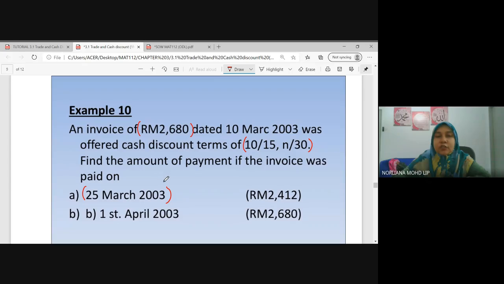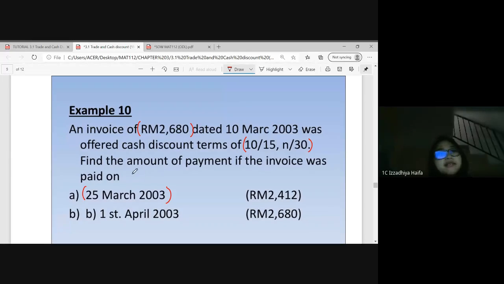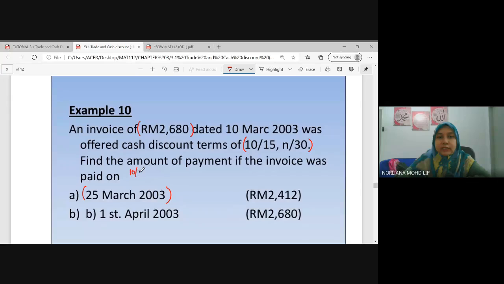Okay, first of all, you have to calculate how many days from 10 March until 25 March. Berapa hari? 15 hari. 15 days. So kalau untuk 15 hari ni, kita tengok refer kepada the cash discount term kat sini. Dapat berapa persen? Dapat 10% dalam masa 15 hari.